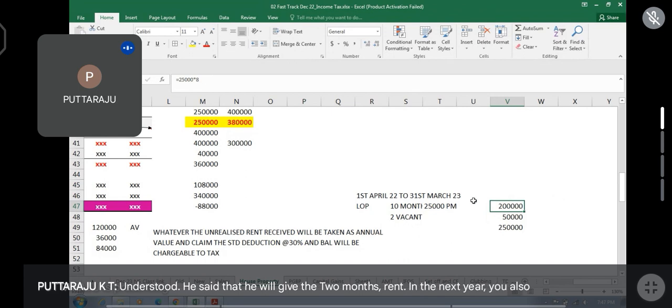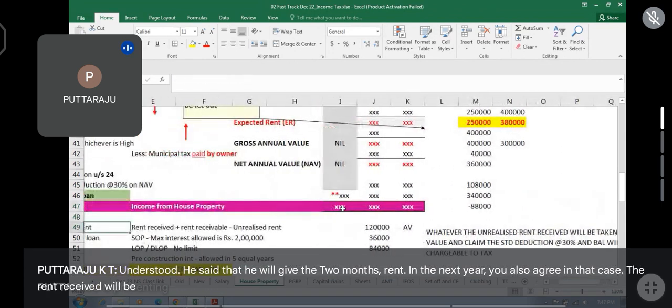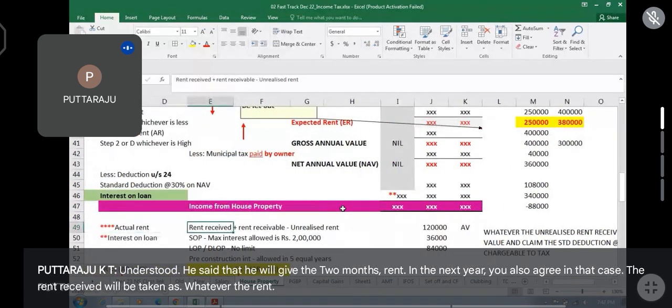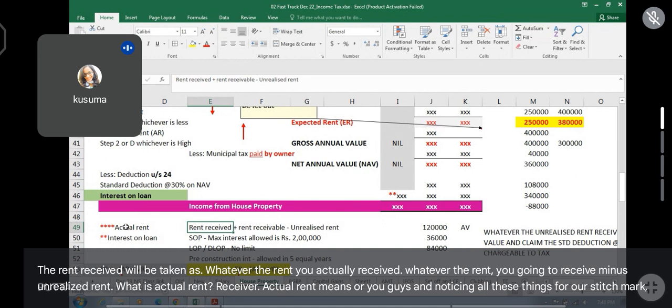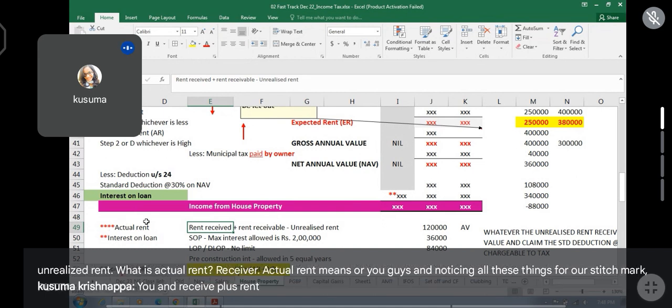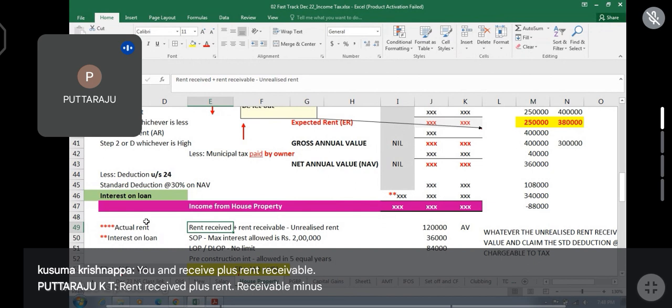You also agree? In that case, the rent received will be taken as whatever rent you actually received, plus whatever rent you are going to receive, minus unrealized rent. What is actual rent received? Are you noticing all these things? Yes, sir. Rent received plus rent receivable minus unrealized rent.